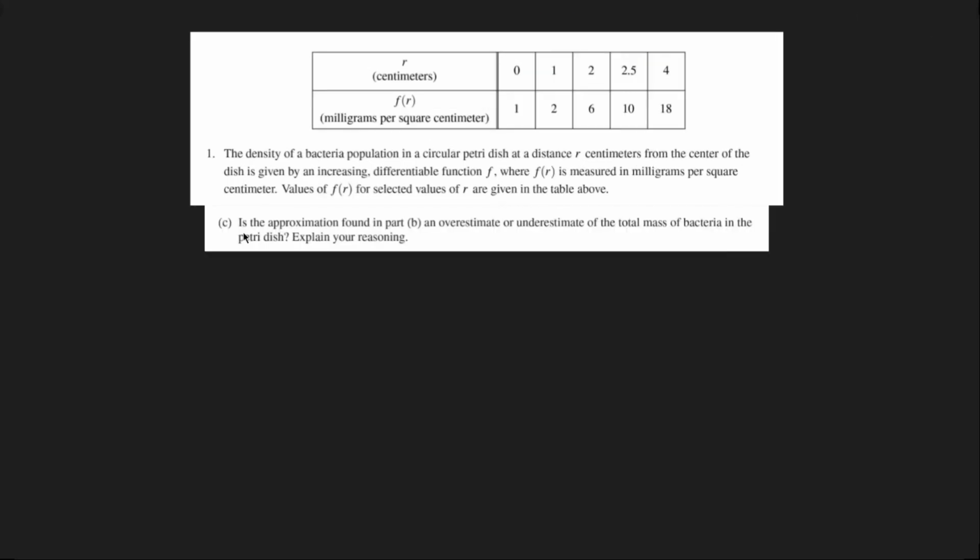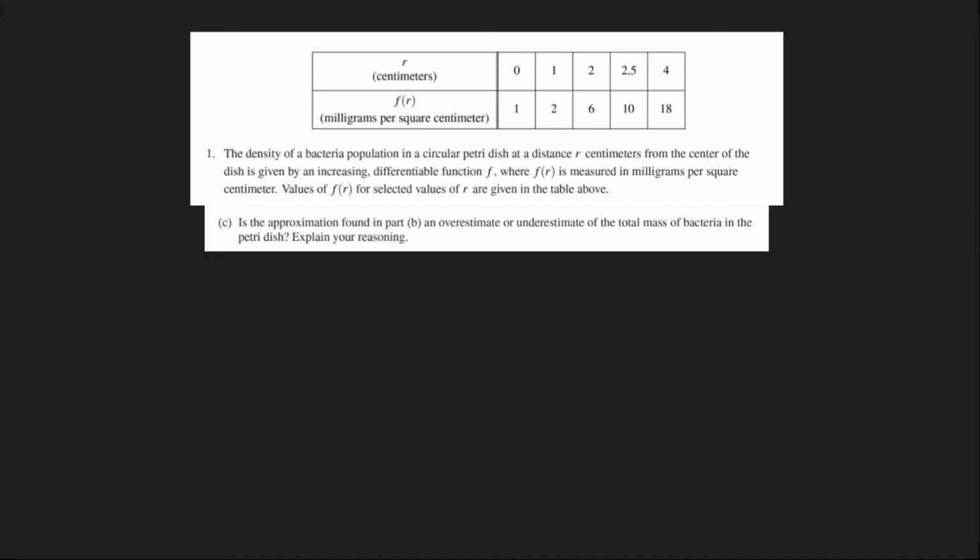So for part C, is the approximation found in part B an overestimate or underestimate of the total mass of bacteria in the Petri dish? Explain your reasoning. When we're dealing with overestimates or underestimates, the first thing we need to determine is whether whatever's in the integral is increasing or decreasing, and also whether we're using a left-hand or right-hand sum.